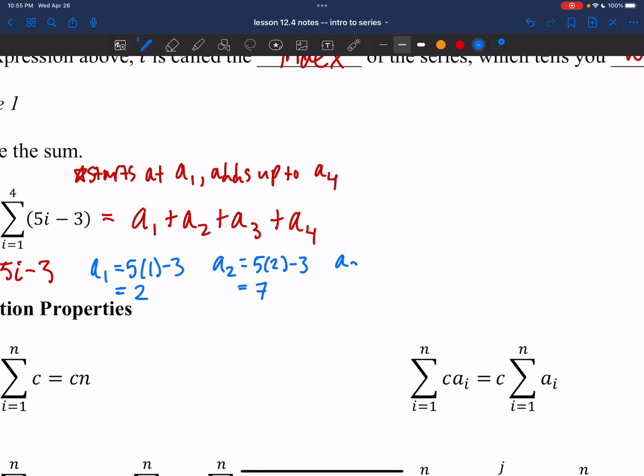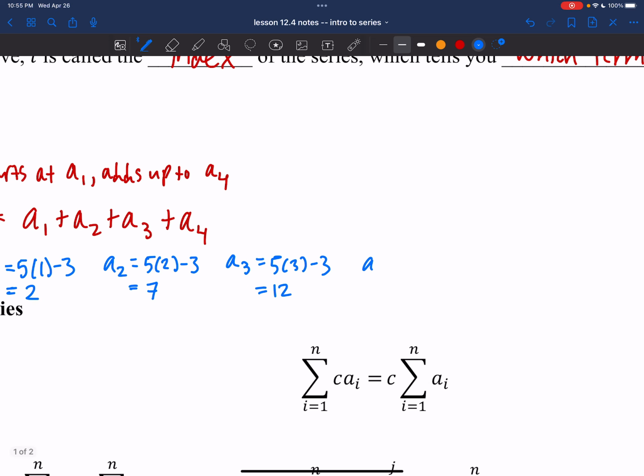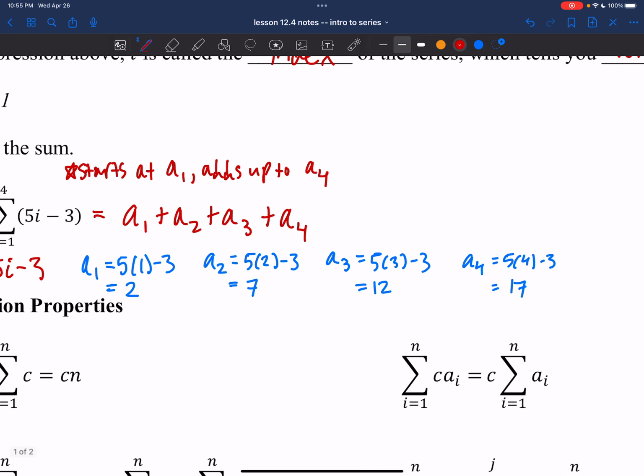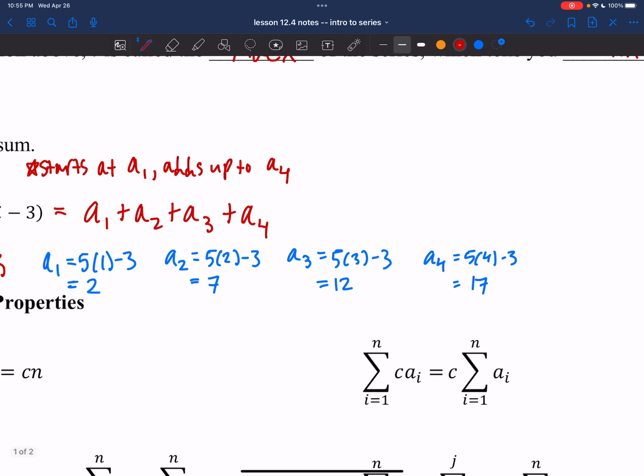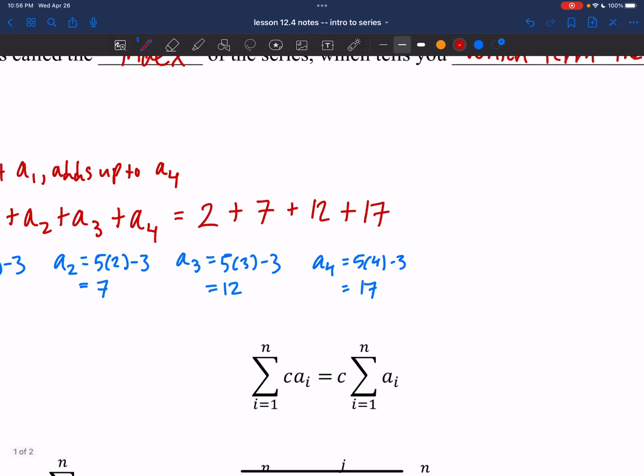What is a sub 3? A sub 3 is 5 times 3 minus 3. That's 12. And finally, a sub 4, that's 5 times 4 minus 3. That's 17. Yeah? By the way, I don't need you to write all those. You can do that pretty much in your head, but I wanted to show you explicitly where I came up with those numbers. So then this is adding 2 plus 7 plus 12 plus 17.